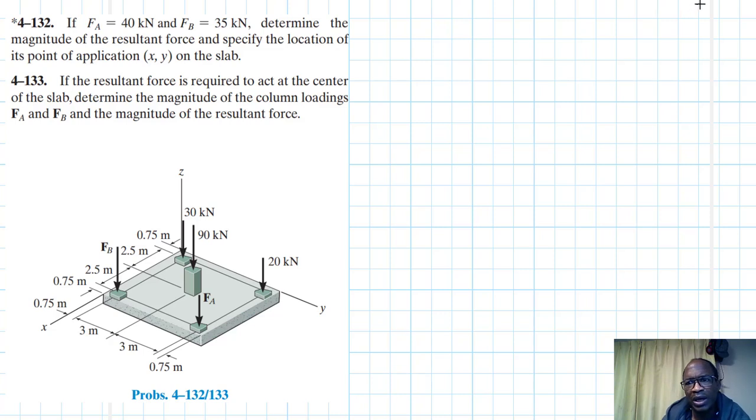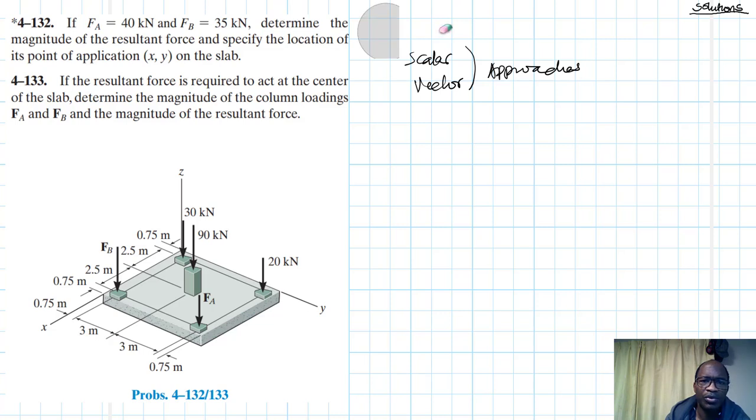Both these problems are coming from the Engineering Mechanics and Statics textbook, 13th edition by R.C. Hibbeler. Right, we can solve these particular problems by using both the scalar or the vector analysis method. Or if you want to, you can always combine the two. Right, for me, I'm going to combine the two approaches. So let's straight away start working on our problem.